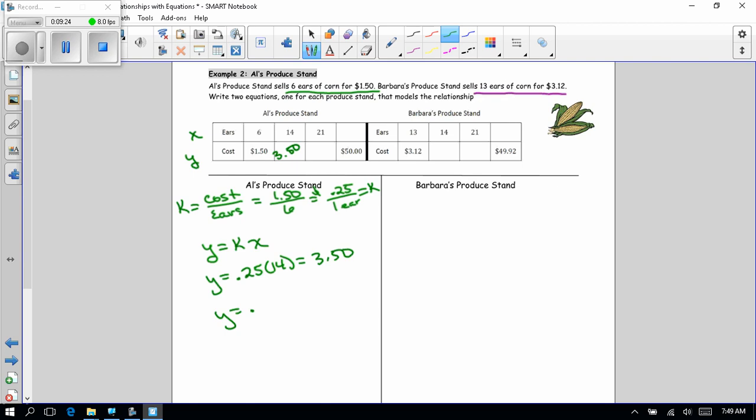$3.50 go in there. Well, let's do it for 21. Y is equal to 25 cents for 21 ears, right? You got a big family coming over, having a party. How much is it going to cost for all that corn? It's going to cost you $5.25.